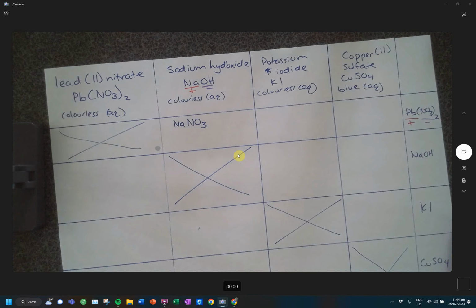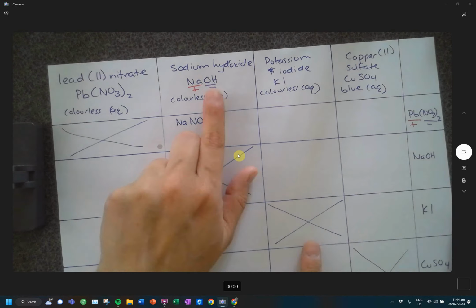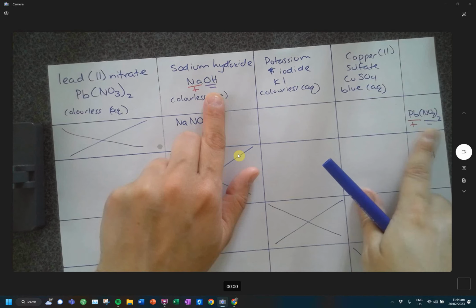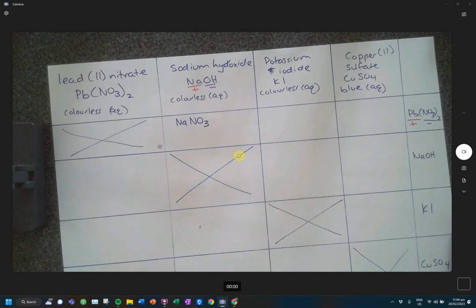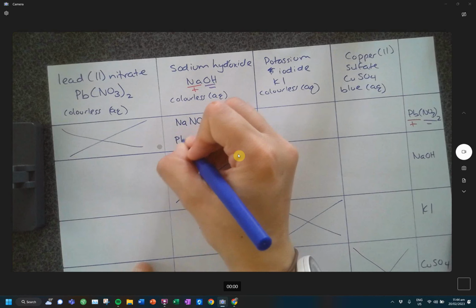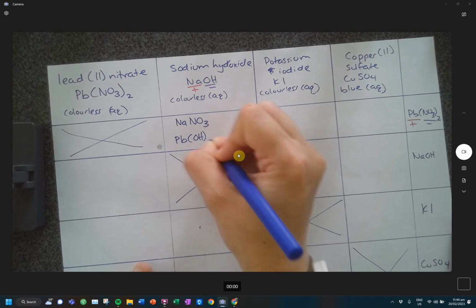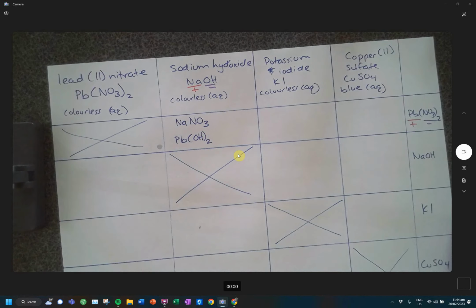So that's one of my potential products. The other one, I see there's hydroxide here, and that hydroxide is going to go with the lead. Those are my two potential products. Happy if you guys want to write it out as the names, or if you want to write it out in the formula at this point. I will talk about what the expectation is for the assessment next lesson, I think. We good?